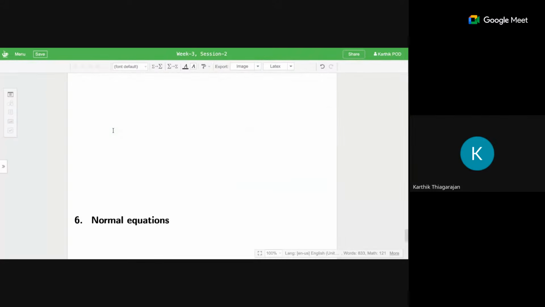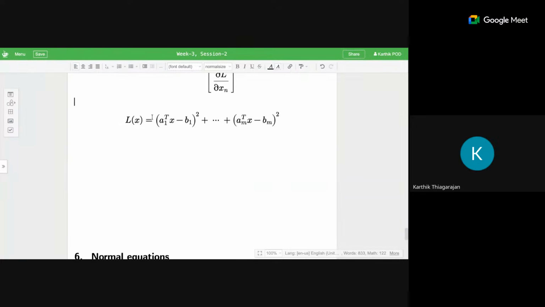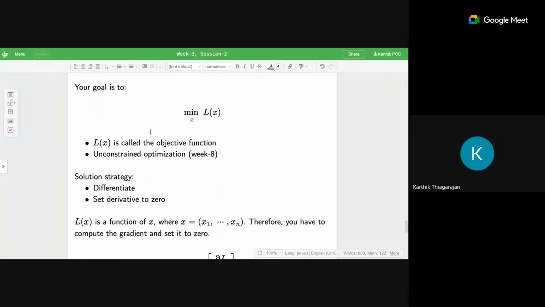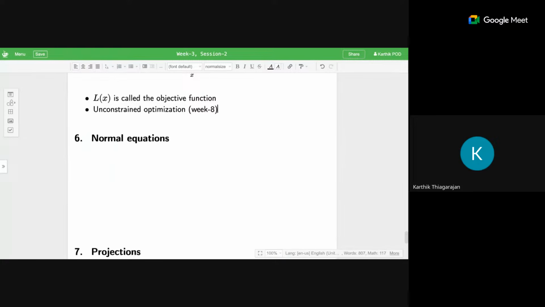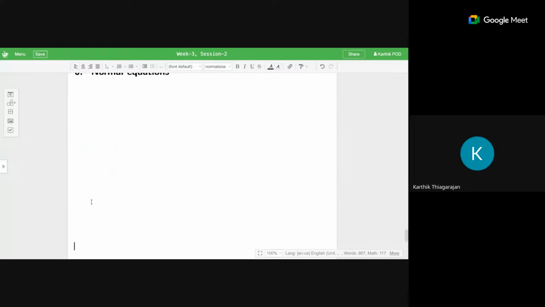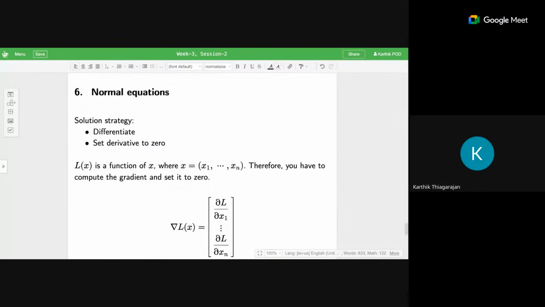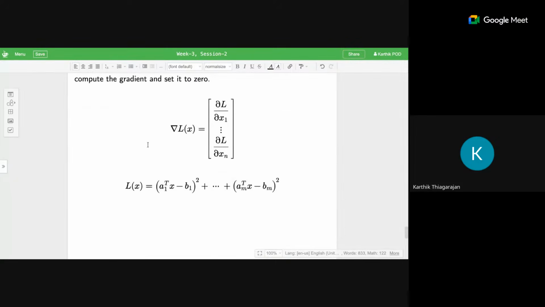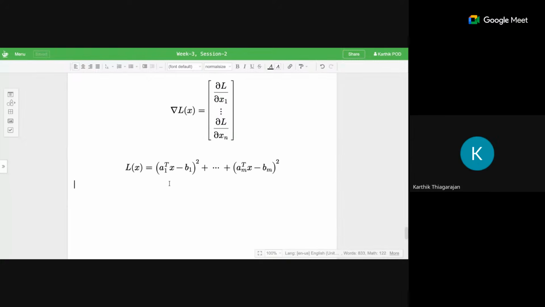I'll rewrite this so that it becomes easier to find the partial derivatives. All this goes into what are called the normal equations. So that's a new section. We are trying to solve the optimization problem, and that will take us to what is called the normal equation. So this is what we have.